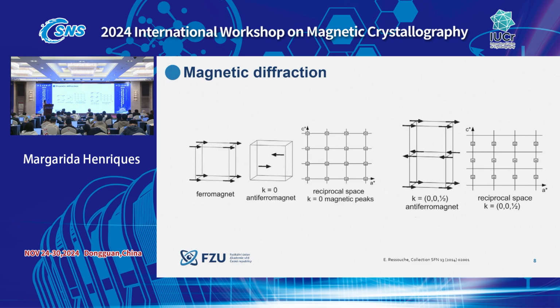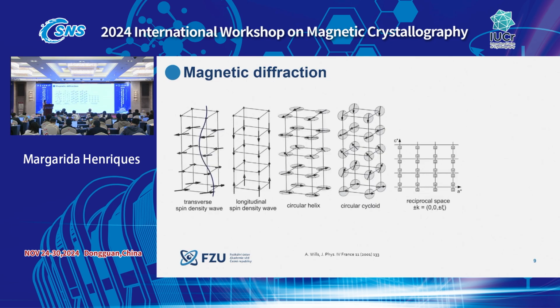For the antiferromagnets, you will have the satellites located in reciprocal space positions given by the coordinates of your propagation vector, the magnetic propagation vector.